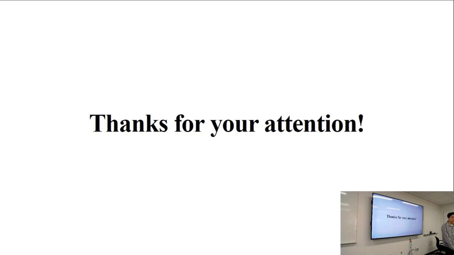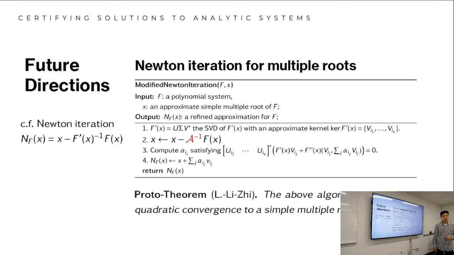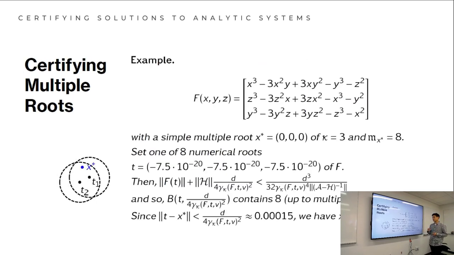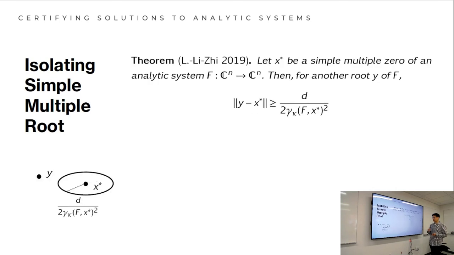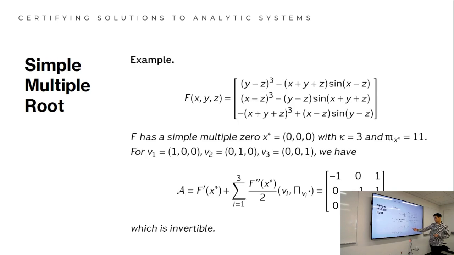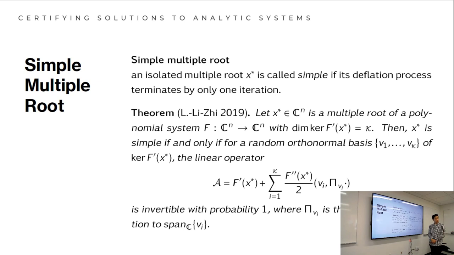Can I ask a question related to this? Can you show the last slide? So your curly A, the inverse of curly A, can you show again the definition? Sure, let me show this one. Here, where does the multiplicity appear? It's kappa, right? Yes. This is the codimension of the Jacobian. So multiplicity does not appear. In the simple multiple roots, we can have arbitrarily high multiplicity, so multiplicity cannot be bounded. So it's the dimension of the subspace spanned by all the differentials that vanish on X, right?